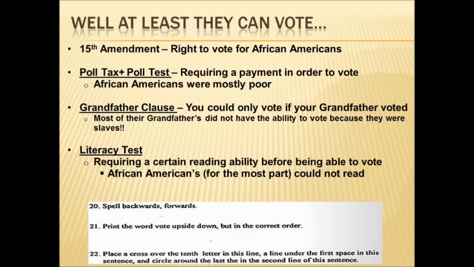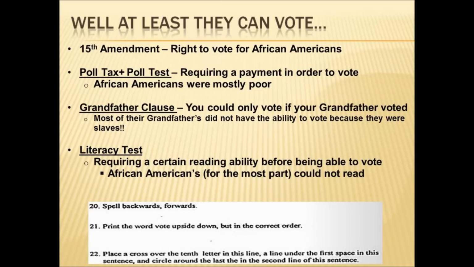They added a poll tax and a poll test, which required a payment in order to vote. Since African Americans were mostly poor, they usually could not afford this poll tax to vote. There was also the grandfather clause, which said you could only vote if your grandfather voted. Obviously, most of these African Americans in the South, their grandfathers didn't vote because their grandfathers were slaves and did not have the right to vote. So this was a way around that.